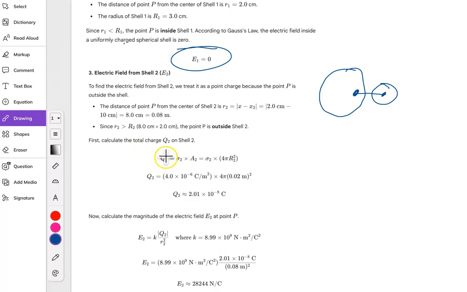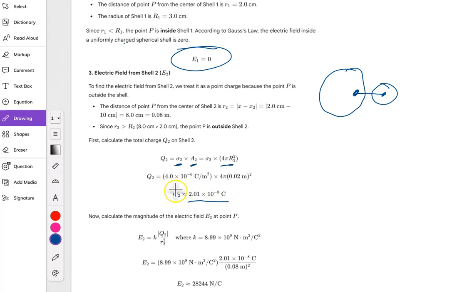So first thing we're going to do is calculate that total charge Q2 on shell 2. So that's just the surface charge density times the area. We know the area is 4 pi r squared, because you'd have to look that up for that shell. And then we can plug all our values in, and we end up with a charge of about 2.01 times 10 to the negative 8.